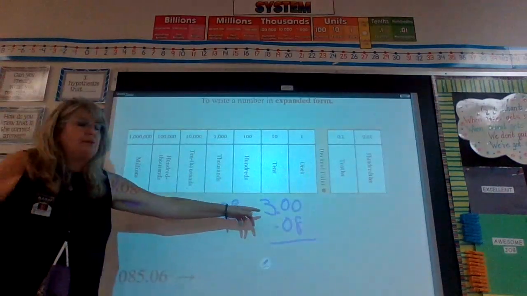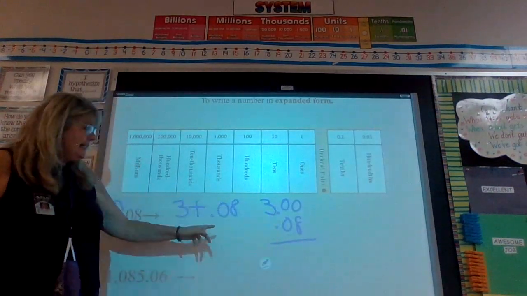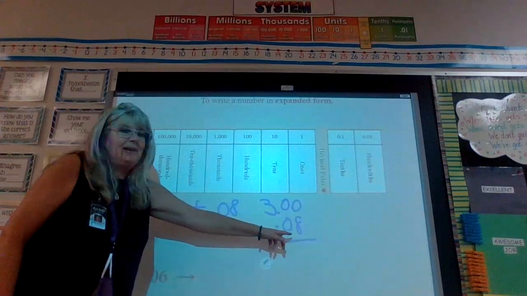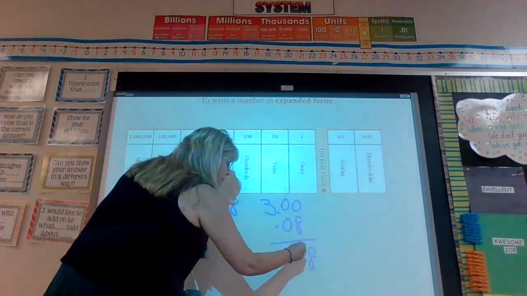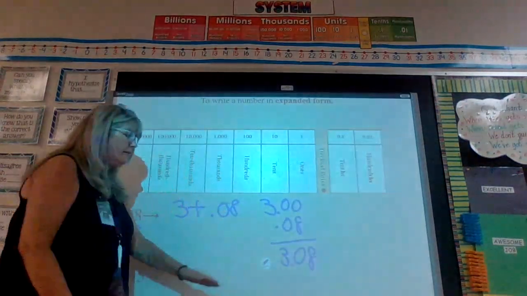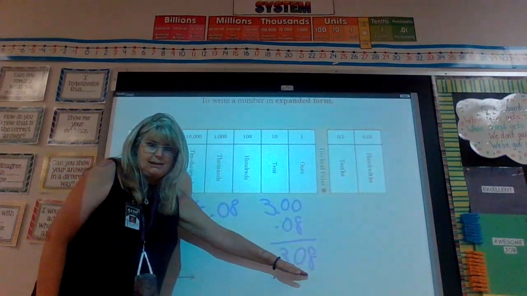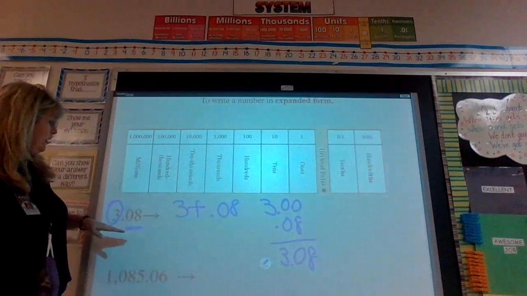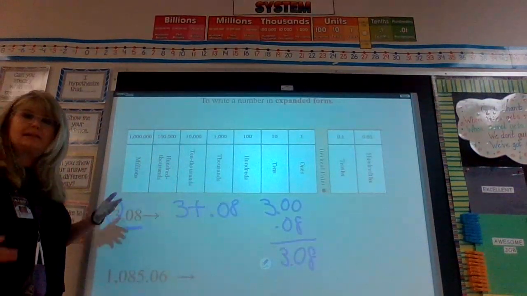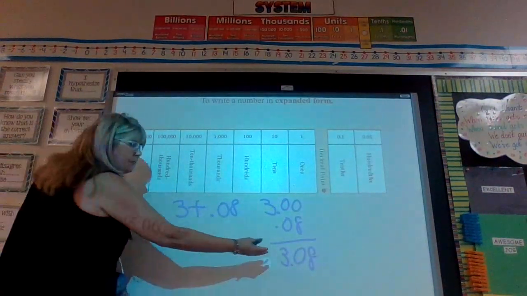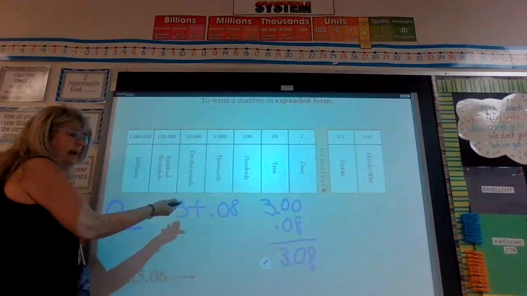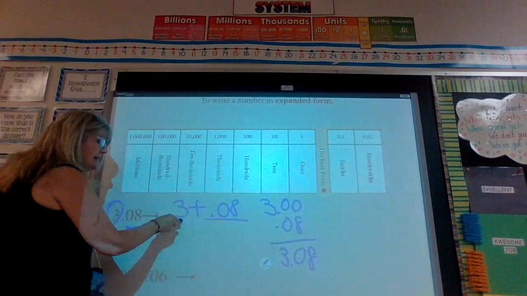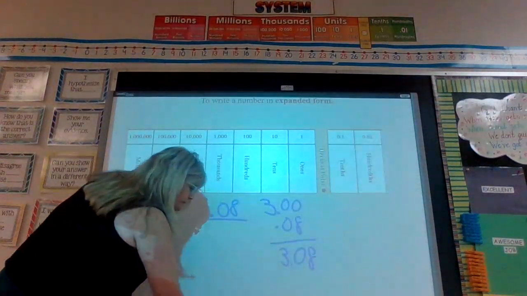That 3 is like having $3. That 8 hundredths is like having 8 pennies or 8 cents. And when you add them up, you have $3.08, or you have 3 and 8 hundredths. They mean the same thing. $3.08 or 3 and 8 hundredths. So this is an expanded form right here.